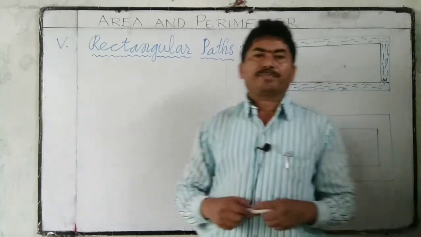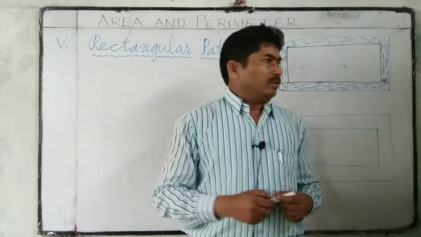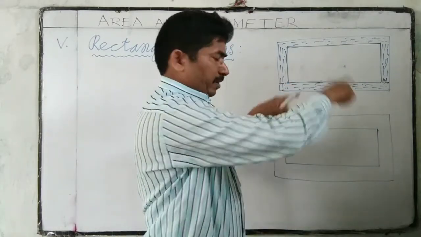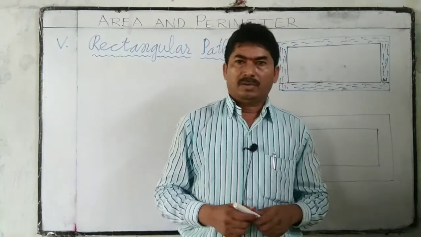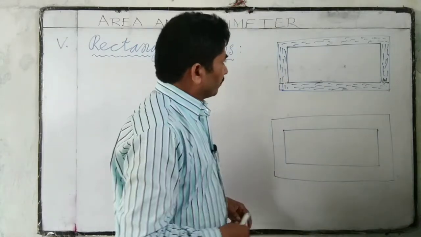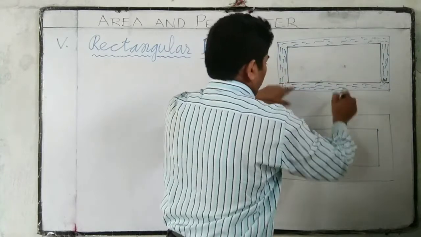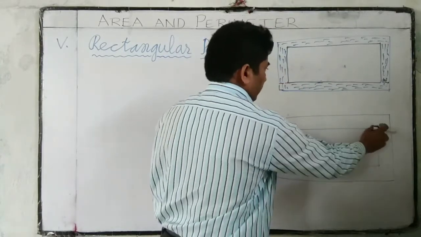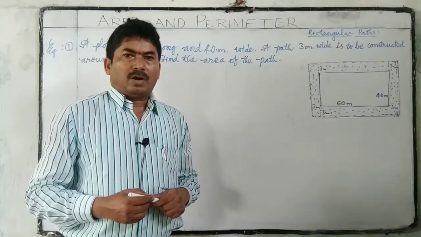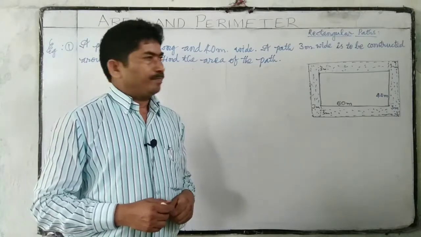Rectangular paths. What are rectangular paths? The paths which have rectangular shape are called rectangular paths. To understand, here we have two rectangles. These are paths called rectangular paths. Let us know how to find area of a rectangular path.